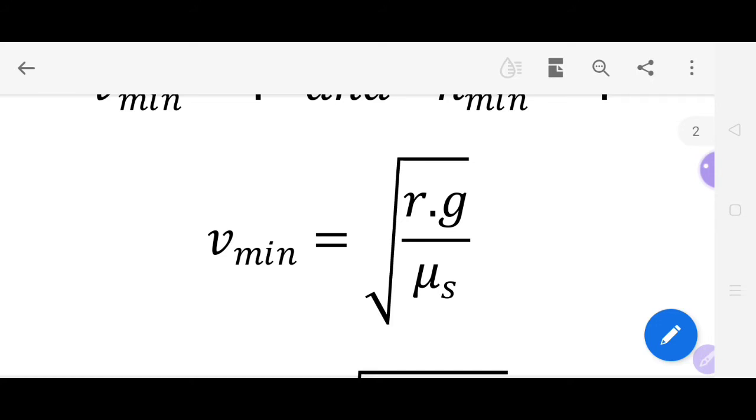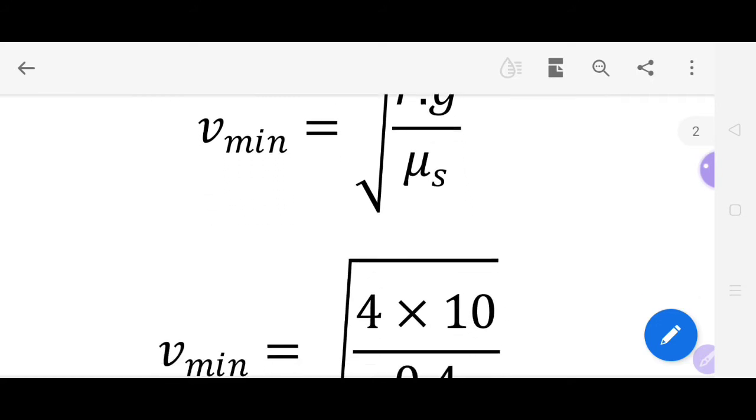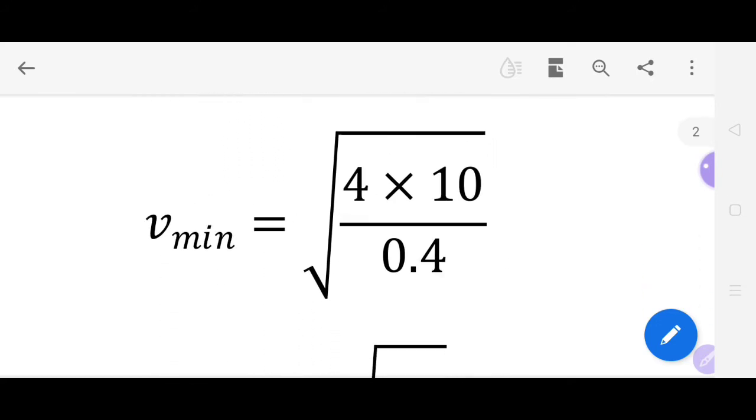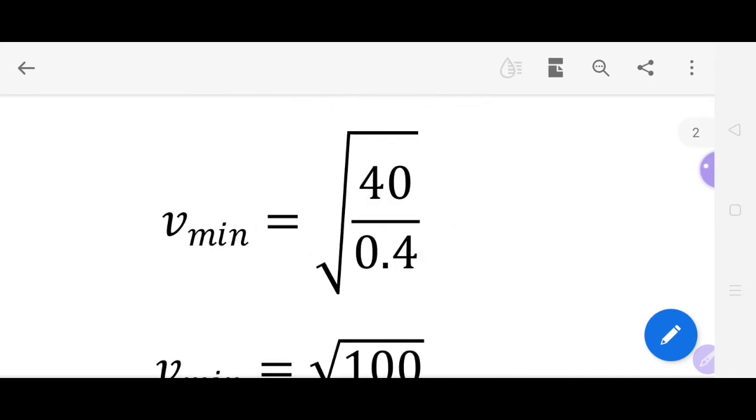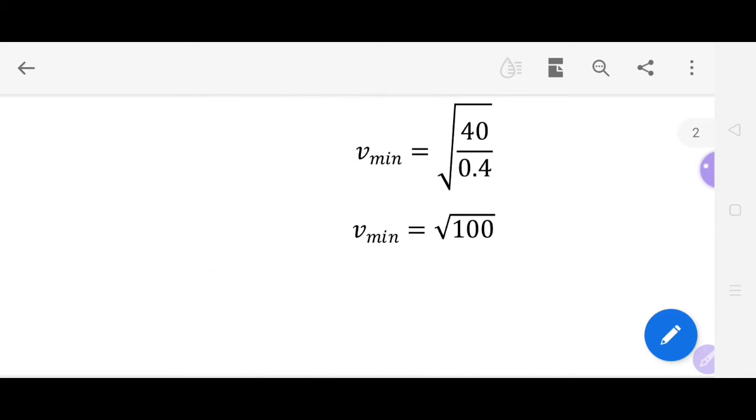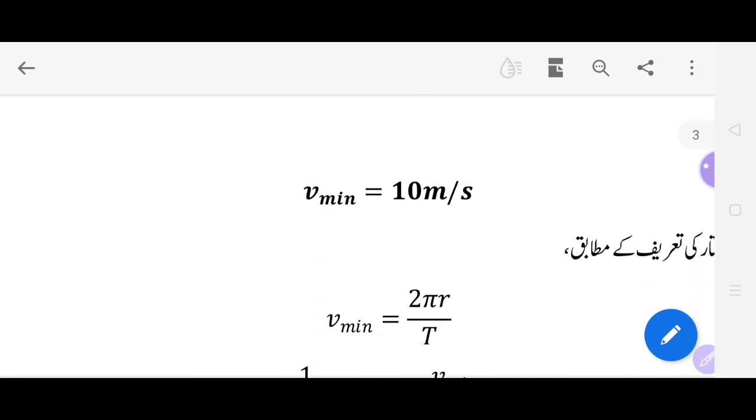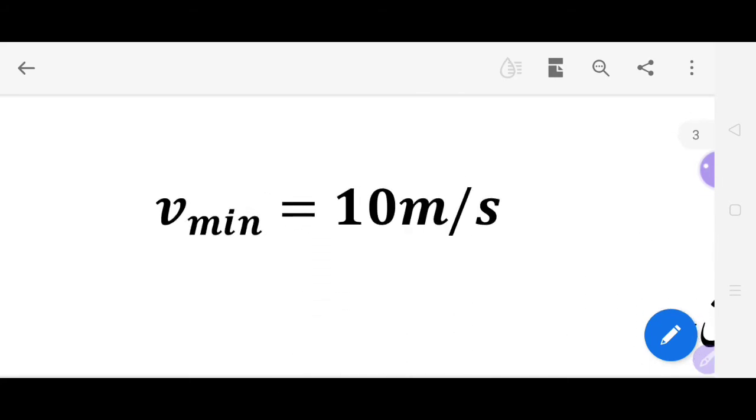Okay, so we have to put all these values here. That will be 4 into 10 by 0.4, and if we calculate all these values, it will become under root 40 by 0.4. It becomes 400 by 4, means square root of 100, and square root of 100 means 10. So the answer is 10 meter per second. It means that for the motorcyclist, minimum 10 meter per second speed is required to complete the horizontal circles inside the cylindrical well of death.